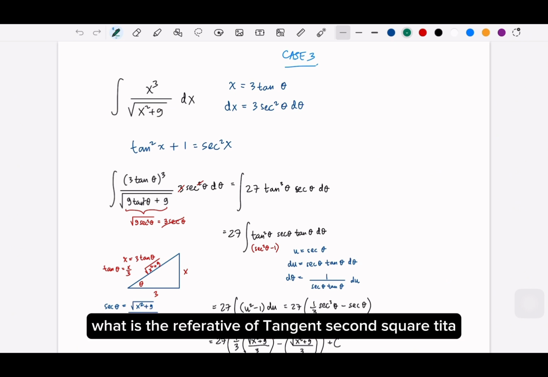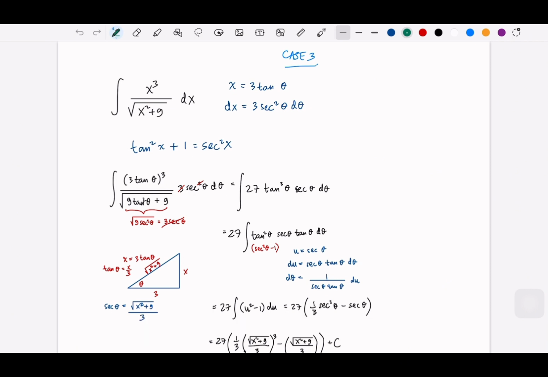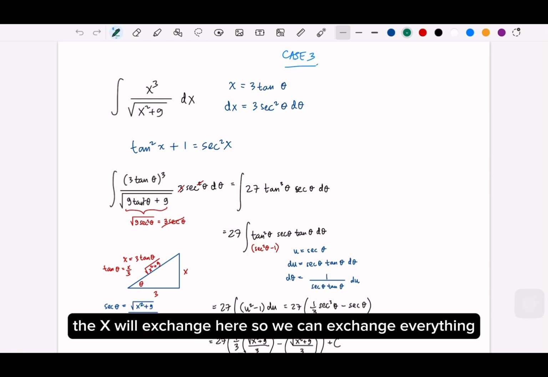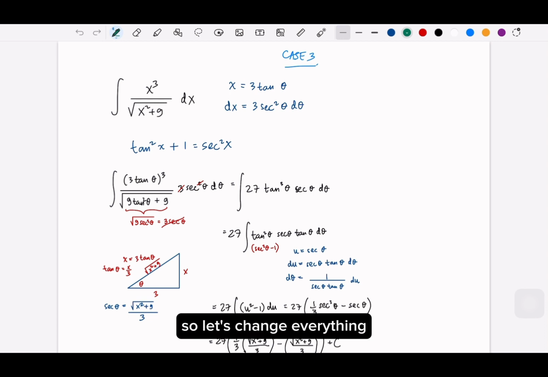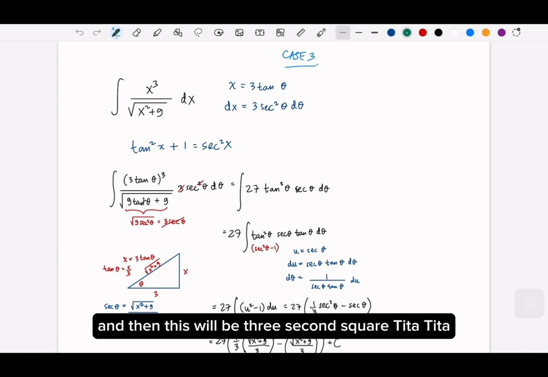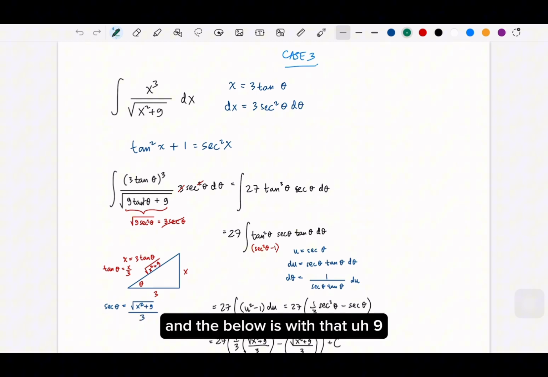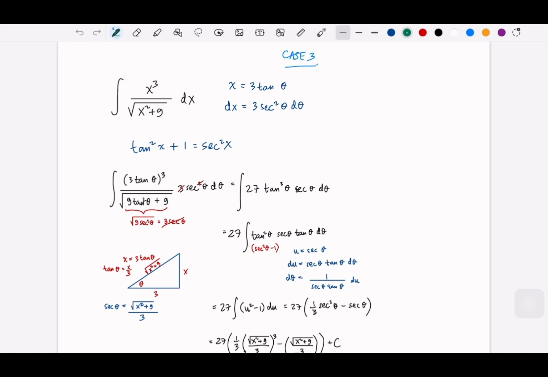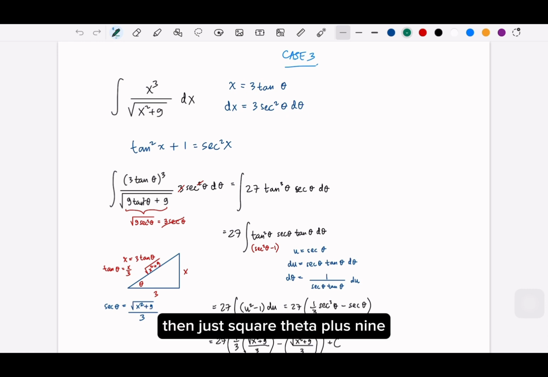What is the derivative of tangent? It is secant squared theta d theta. So this is for dx. Dx will exchange here, so we can exchange everything. So let's change everything. This is tangent cube theta, and then this will be 3 secant squared theta d theta. And the below is the 9 tangent squared theta plus 9.